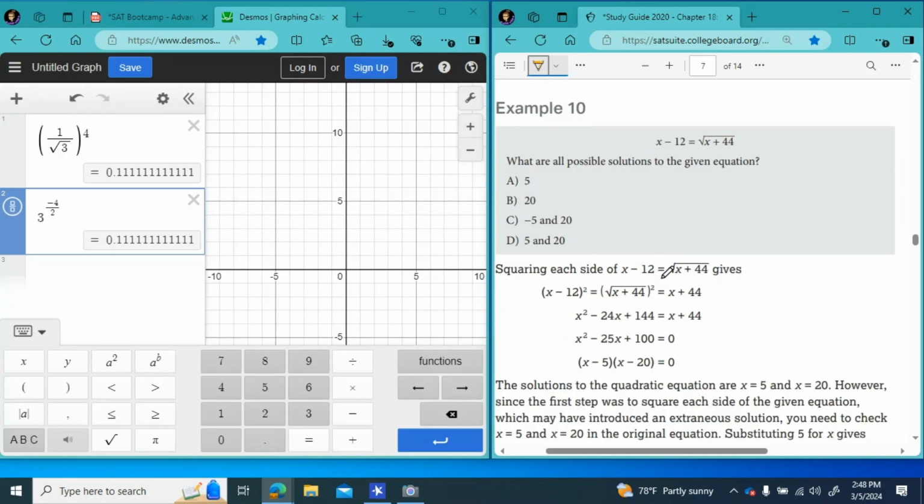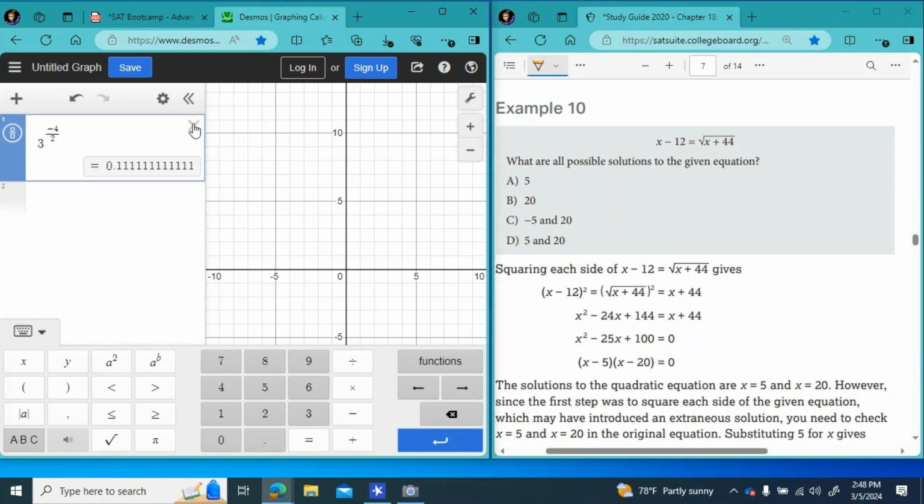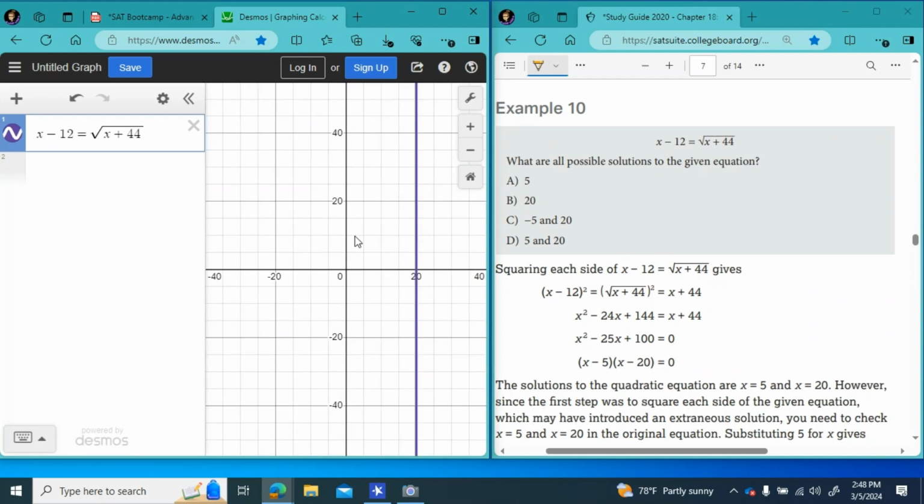Question number 10 says, what are all possible solutions to the given equation? And when I come here, I can just type it in. X minus 12 equals the square root of x plus 44. And I got my little squiggle here on my decimals calculator, which tells me the calculator has graphed something for me. And the only place where I have a solution here is at 20.